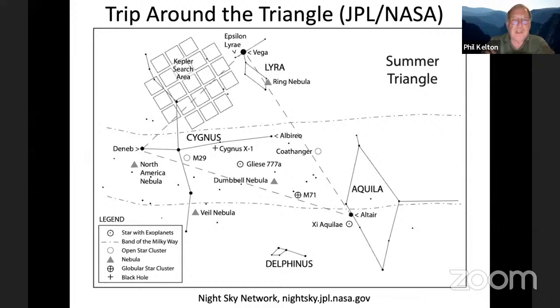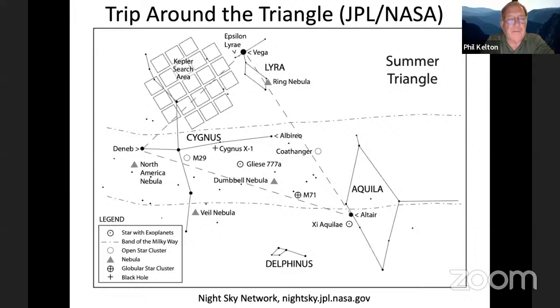When I was researching this, I ran across this diagram that I thought was pretty neat. So I put it in my talk. It comes from JPL and NASA. They actually did a thing called the trip around the triangle. And so in this diagram, you'll see Deneb on the left, Vega on the top, Altair on the lower right, and a key in the lower left.